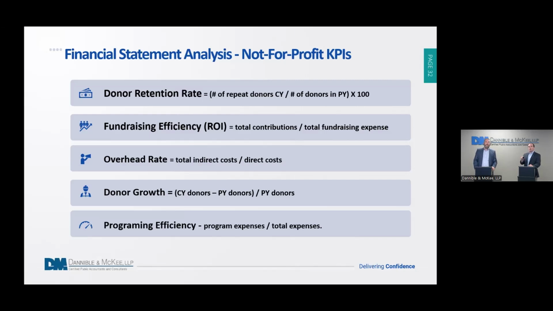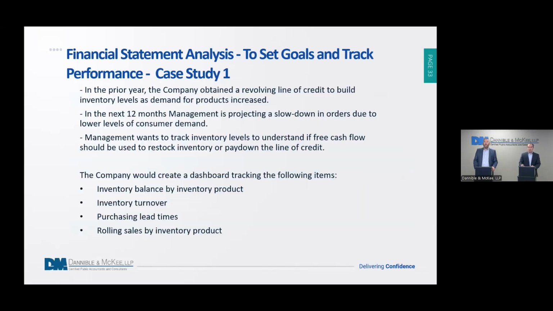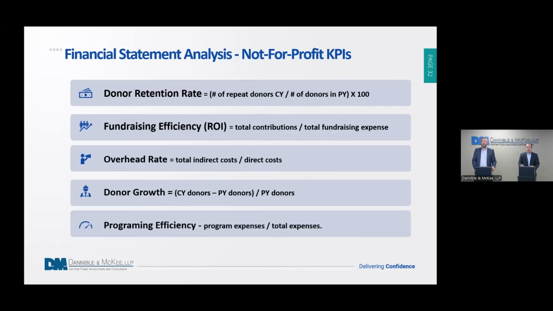The next one is your overhead rate, which is your total indirect cost divided by your direct cost. And then your donor growth. You know, is your donor pool growing year over year? Is it going down? Why is it going down? Why is it going up? And then program efficiency, which will be program expenses divided by total expenses. So that's KPIs on an industry basis.